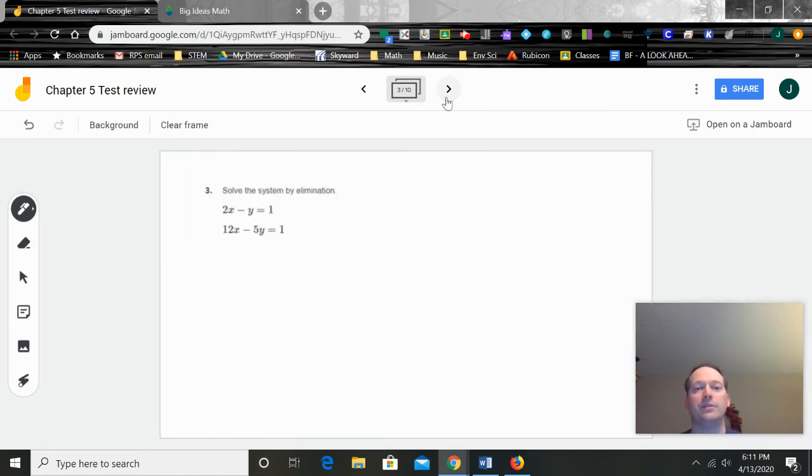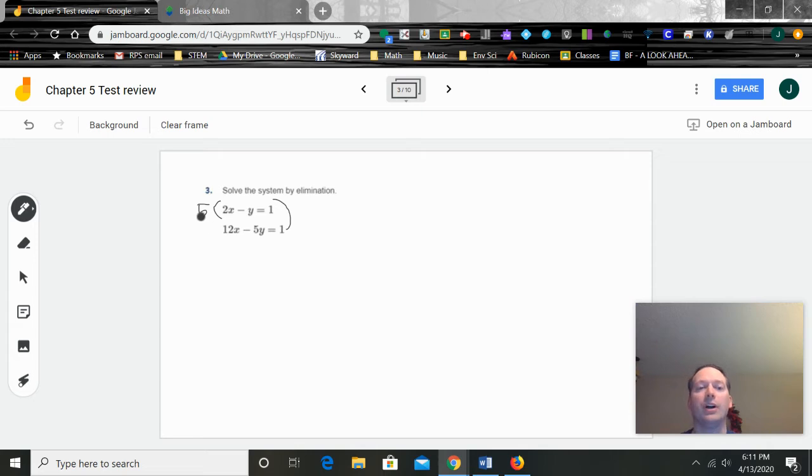The next question needs to be solved by elimination. So elimination is where we get the coefficient of either both x's or both y's to be the same. It doesn't matter which way you do it. You could get both x's here to be 12 or both y's here to have a coefficient of 5. I'm going to do it with the 5. No big reason, just other than it's the first one. It's a little bit less to multiply by. Not that big of a deal.